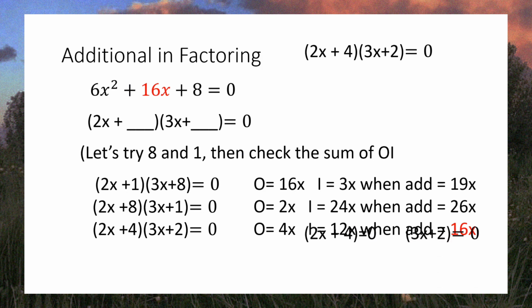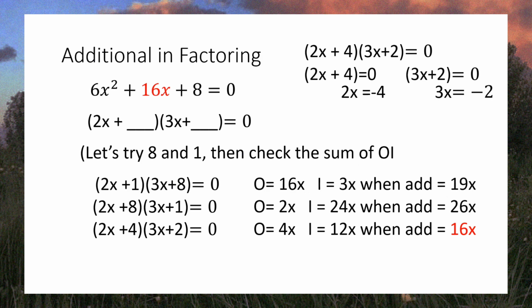Isa-separate lang natin sila at i-equate to 0. 2x plus 4 equals 0 and 3x plus 2 equals 0. Lilipat lang natin sila, magiging negative. Then, di-divide natin by the numerical coefficient of the left side, which is 2 and 3. Di-divide natin both sides. So, magiging sagot doon sa kaliwa is negative 4 divided by 2 is negative 2. And then negative 2 divided by 3 is negative 2/3. So, yun po yung application ng factoring kapag greater than 1 na yung value ng a natin.